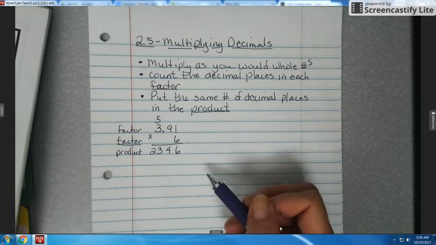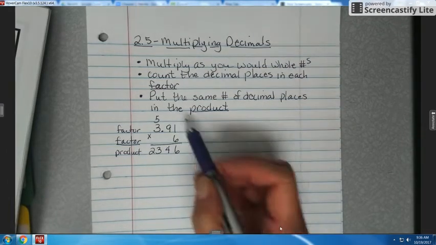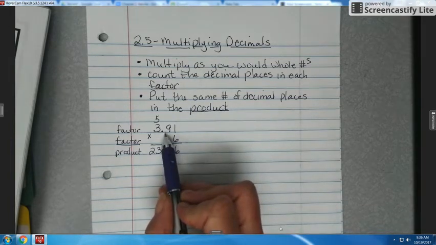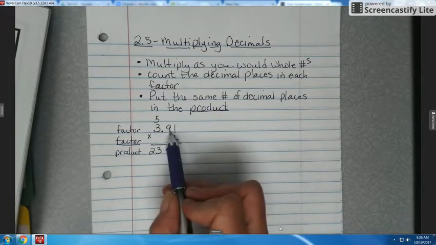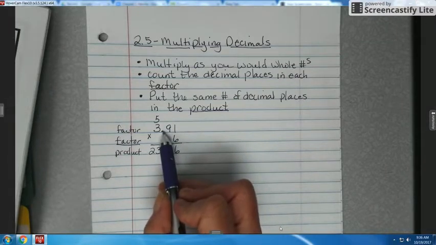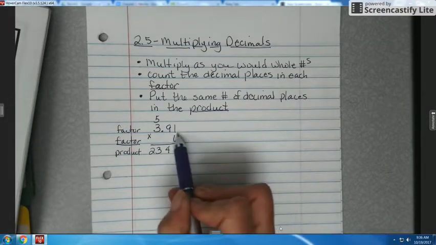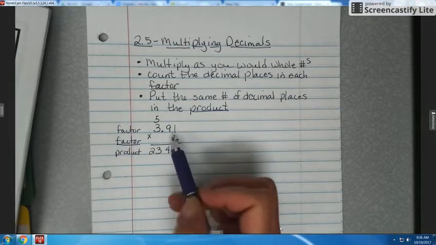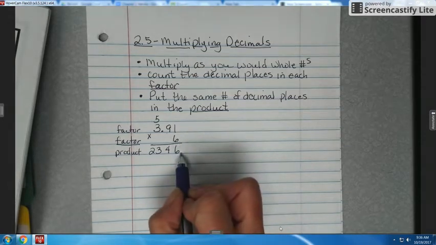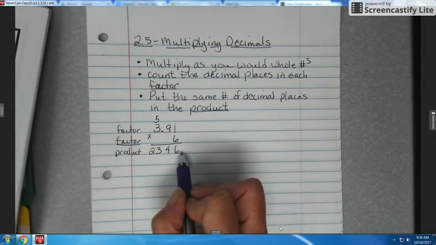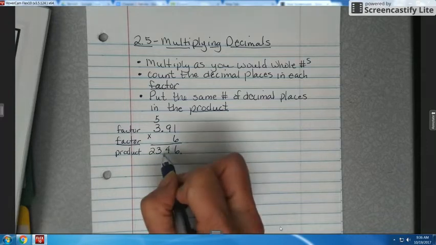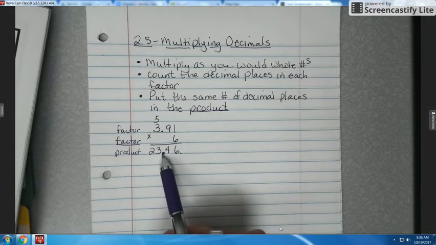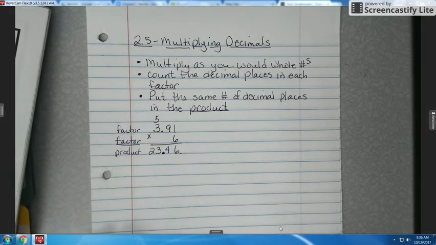And now the part that you need to pay close attention to is count the decimal places in each factor. So the decimal places here, 1, 2. There are 2 digits behind the decimal point. There is no decimal point here. So with 2 digits or 2 place values behind the decimal point, I'm going to come to the right of the product and count in 1, 2, and put my decimal point. So my answer is 23 and 46 hundredths.